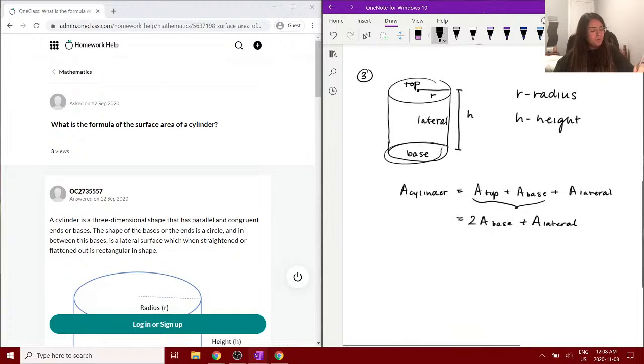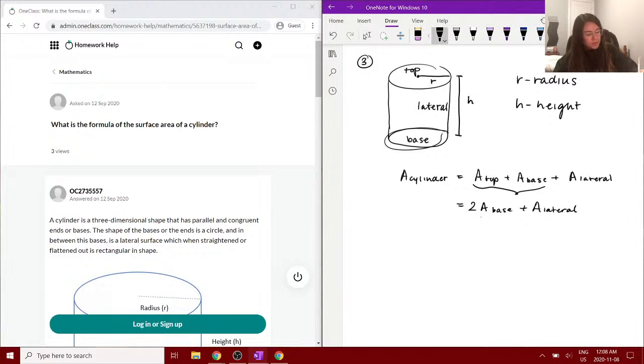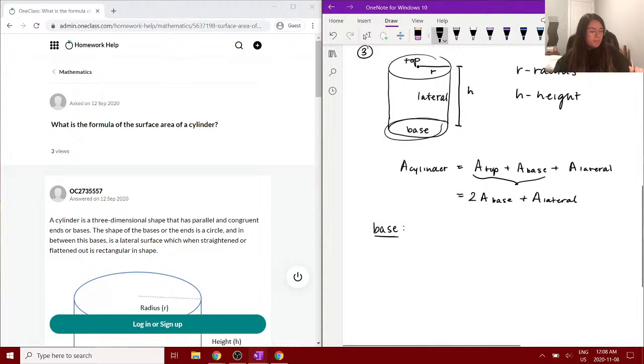Okay, so now we need to figure out exactly what the area of the base is and what the area of the lateral surface is. All right, so let's start with the base. If we were to imagine this, we can see that the base and the top surface of the cylinder are just circles. It's not a very nice circle, but you get the idea. That circle has a radius r, as we stated up above here.